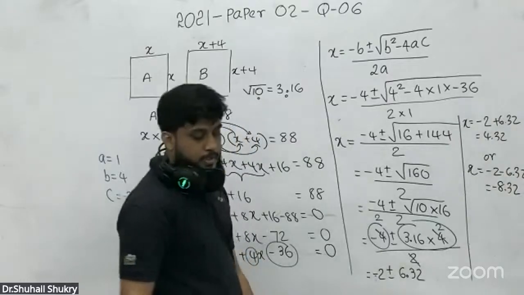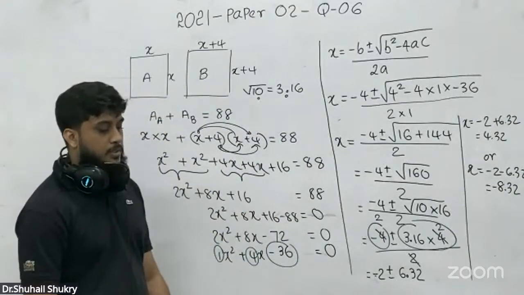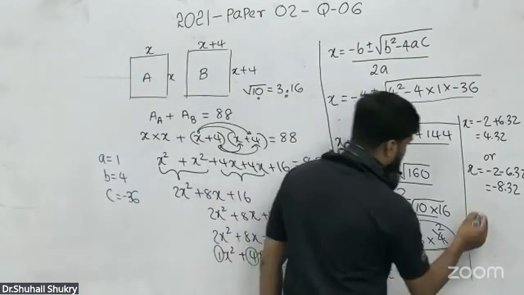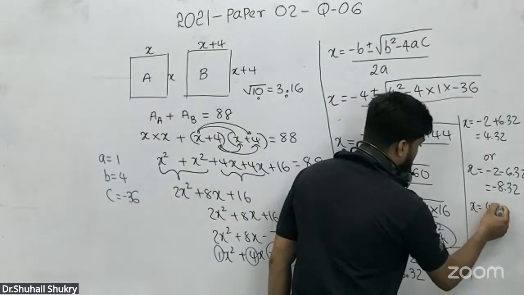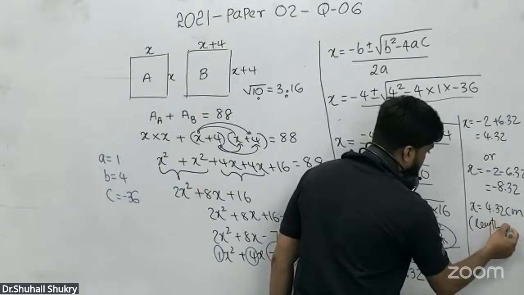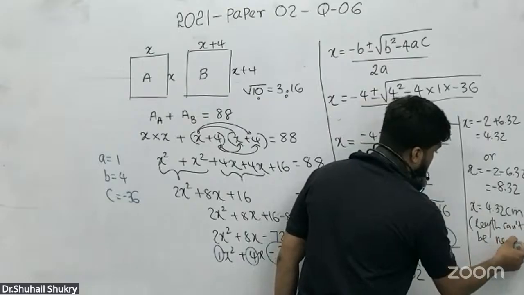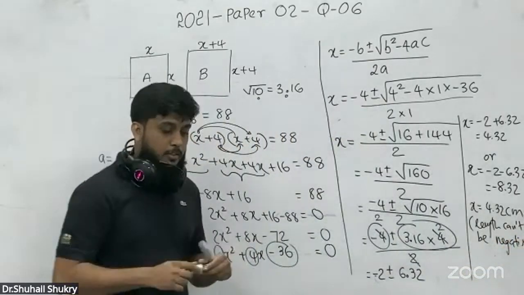Now which one is the correct answer? Yes, 4.32 should be the correct answer. Why? Because length cannot be negative. So you have to write x equals 4.32 centimeters, and within brackets you can write: length can't be negative.